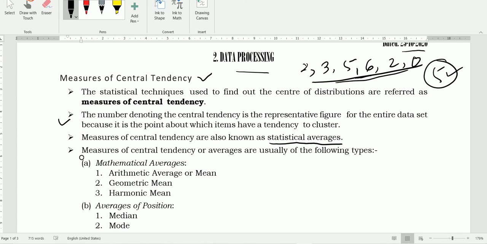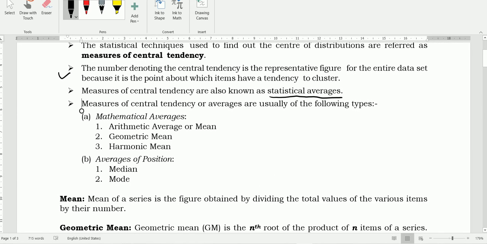And measures of central tendency or averages are usually of the following types. So we have two important types. The measures of central tendency can be categorized into two. The first one is the mathematical averages. The second one is the averages of position. And we have three important mathematical averages, that is arithmetic average or mean, number two geometric mean, and the third one is the harmonic mean. And about the averages of position, we have the median and the mode. So these are two important averages of position.